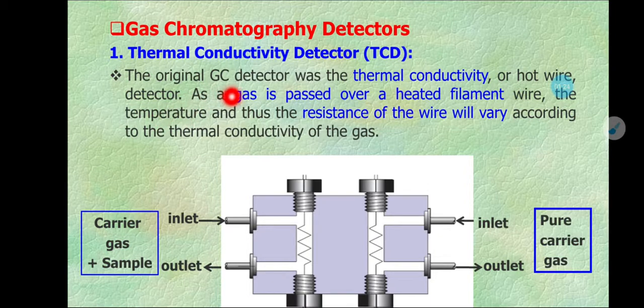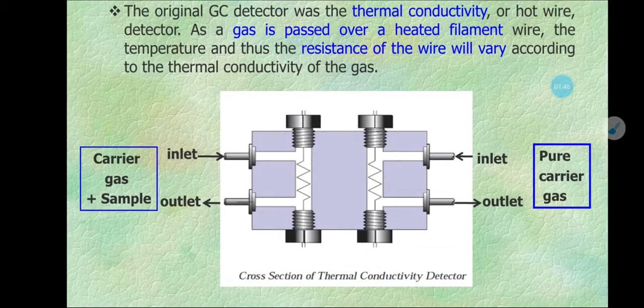The original gas detector was a thermal conductivity or hot wire detector. As gas is passed over the heated filament wire, the temperature and the resistance of the wire will change according to the thermal conductivity principle. So this is a schematic representation of the TCD detector. This detector works as a Wheatstone bridge circuit.